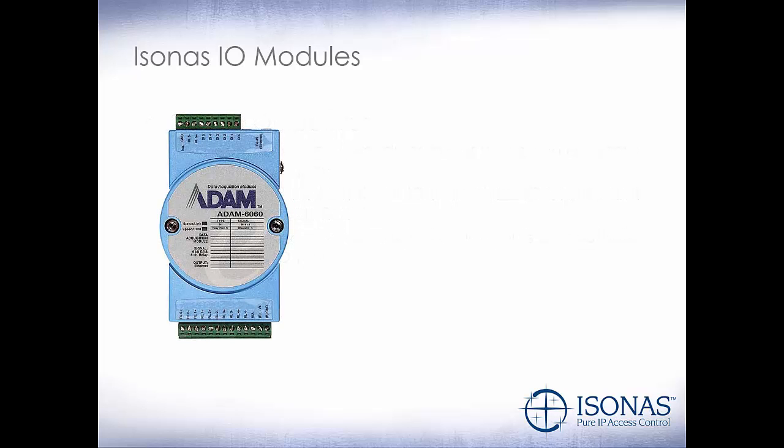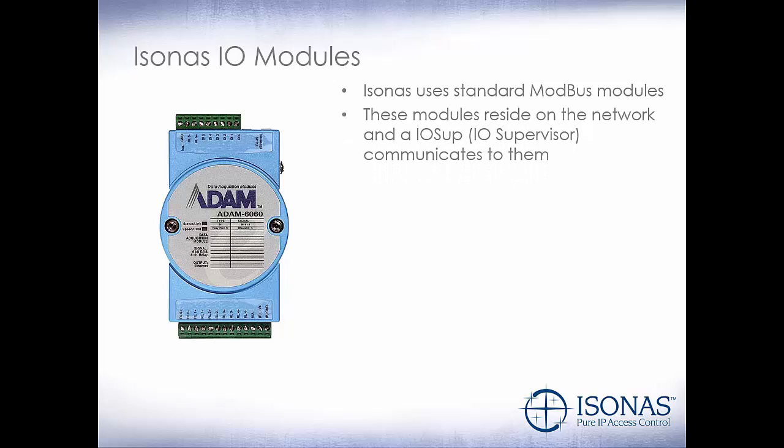Isonas IO Modules. Isonas uses standard Modbus modules. There's a bunch of advanced Modbus protocols out there and we are not compatible with those, just the standard Modbus protocol. These modules reside on a network and an IO supervisor communicates to them. The IO supervisor is similar to the communication supervisor or CSUP, except that it communicates to IO modules instead of reader controllers. The IO supervisor polls the devices to check for changes.